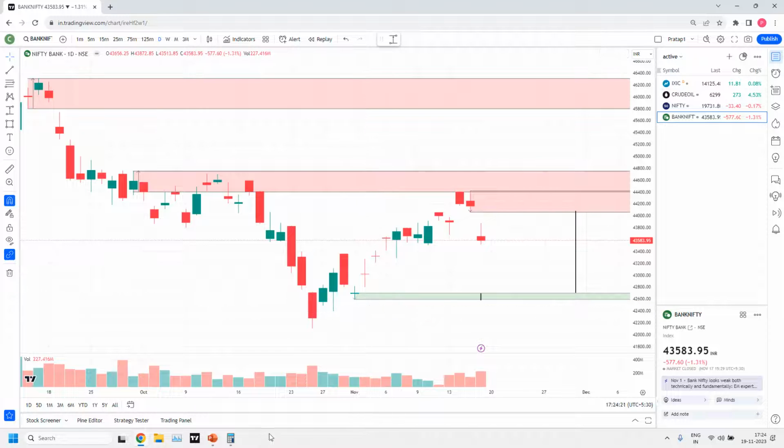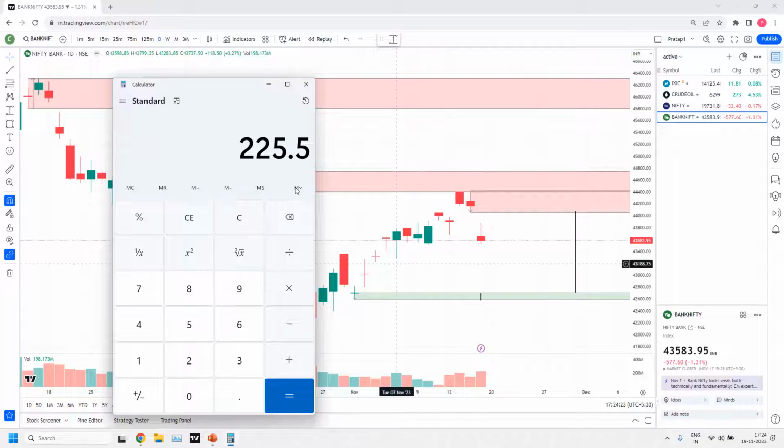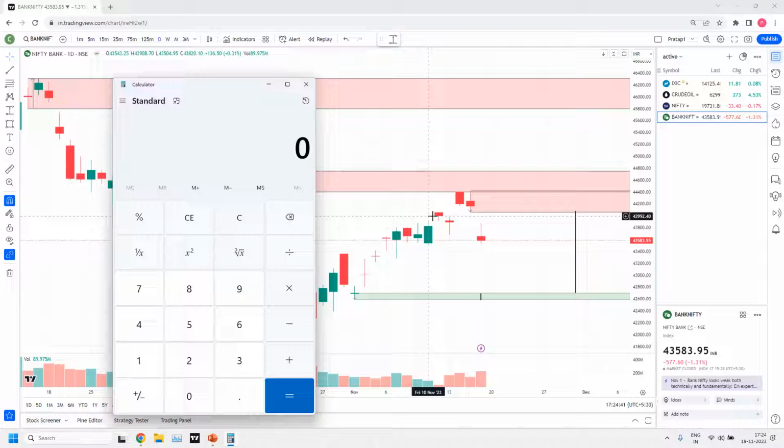So type 2 entry. Let us calculate. Let me cancel the memory also, because if I add again M plus, the previous value will be added. So first let me cancel MC. The memory is cleared now. So first let us find the risk for this. So this is type 2 entry.